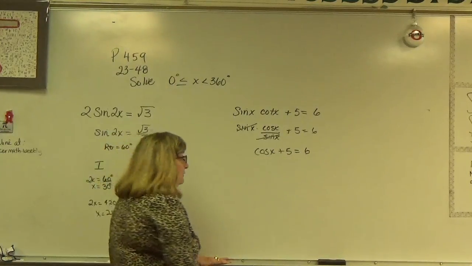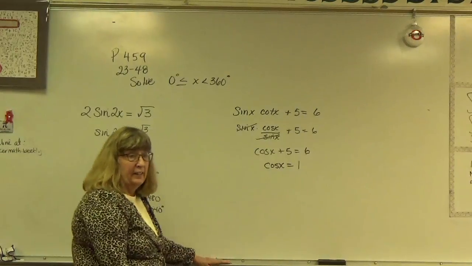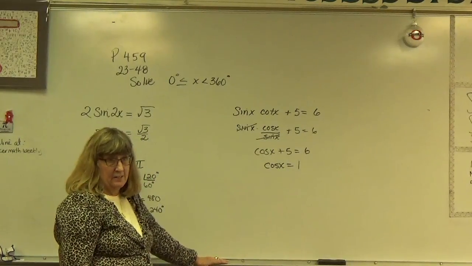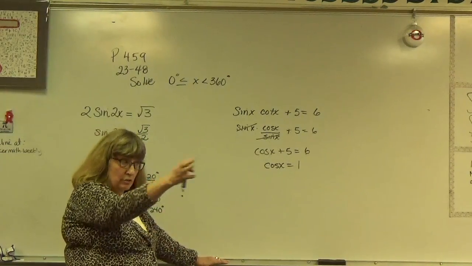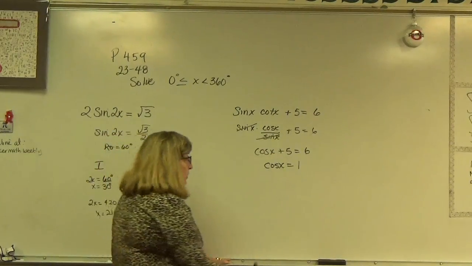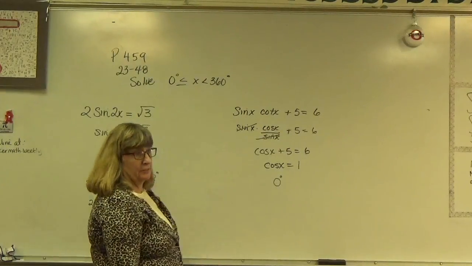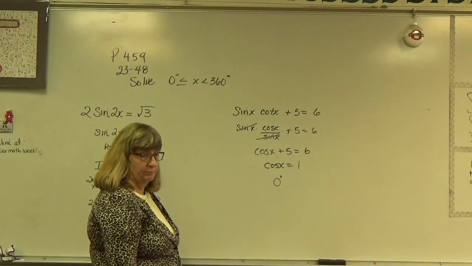Okay. And isn't that one that lands on the axis? Yeah. So look at your chart, where's the cosine of 1? Zero. 360, but it's not supposed to include 360, right? Is everybody agreeable?